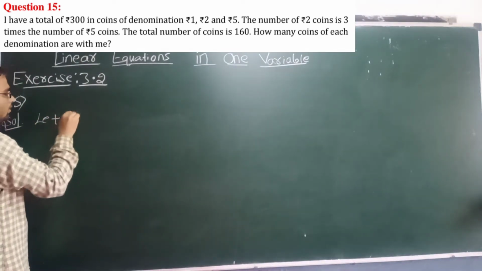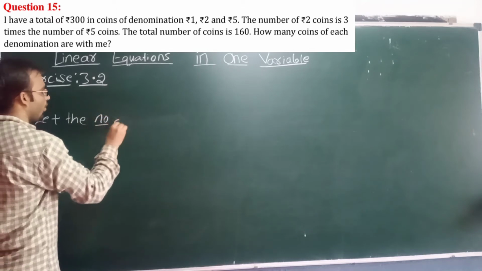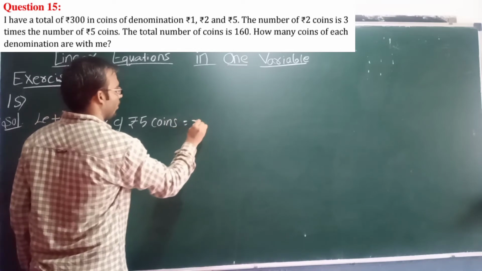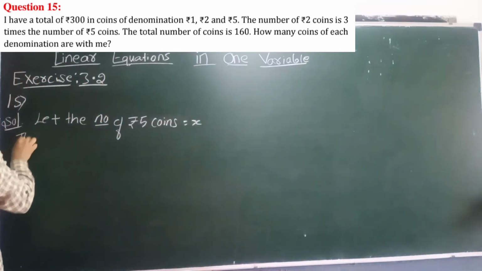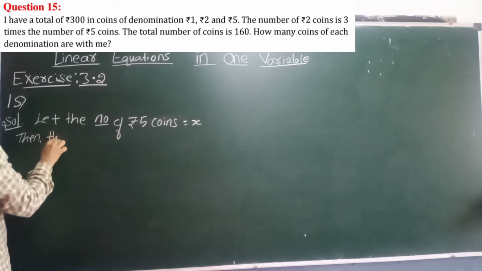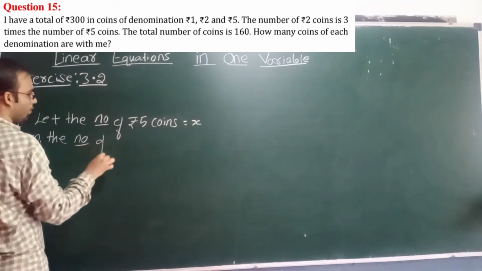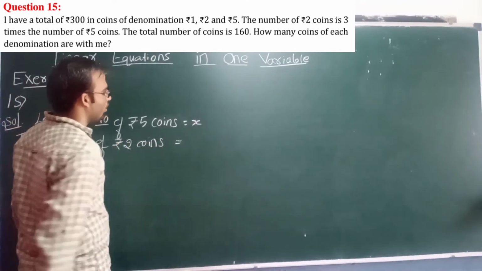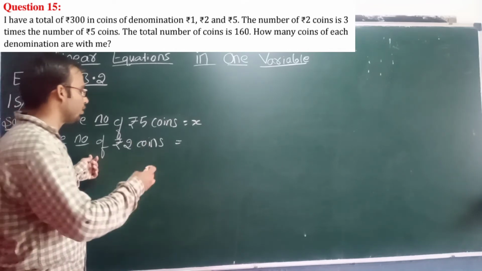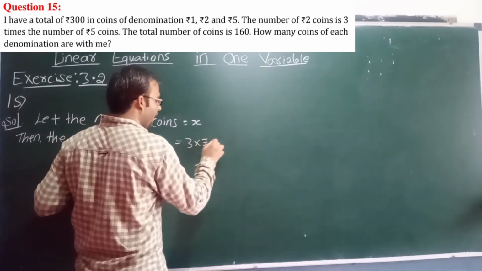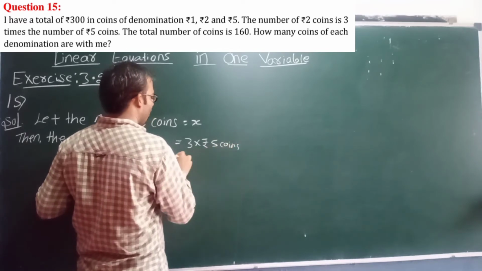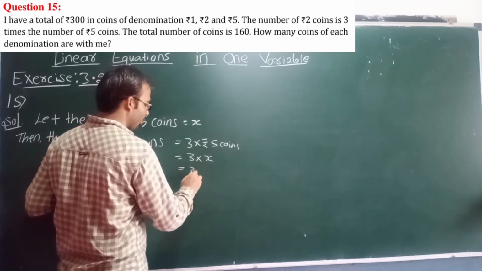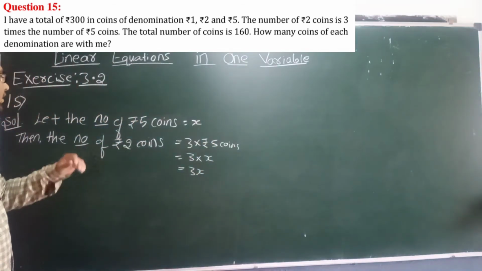Let the number of rupee 5 coins equal x. Then the number of rupee 2 coins equals, so how many 2 rupees coins are there? 2 rupees coins are 3 times that of 5 rupee coins. Okay, so here how many 5 rupees coins are there? x. So okay, 3 into x will be what? 3x. So how many 2 rupees coins are there? 3x.